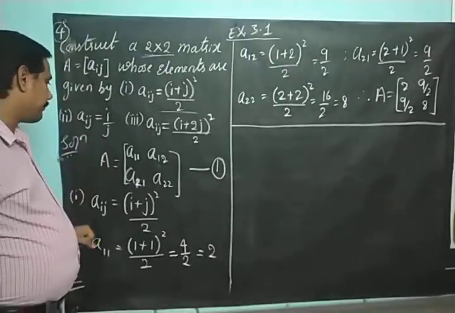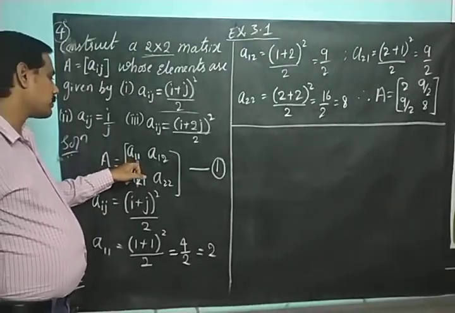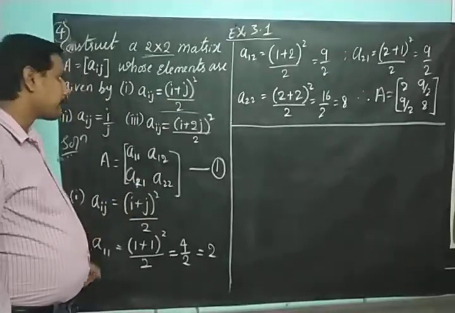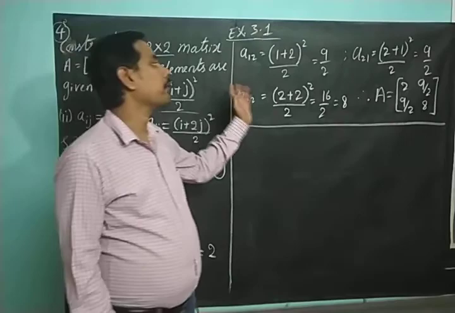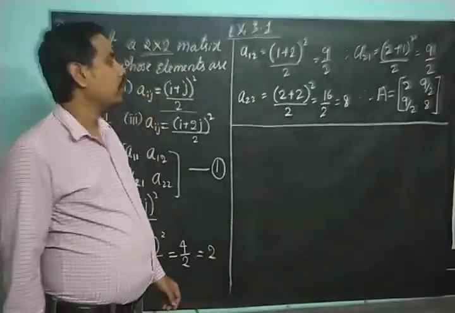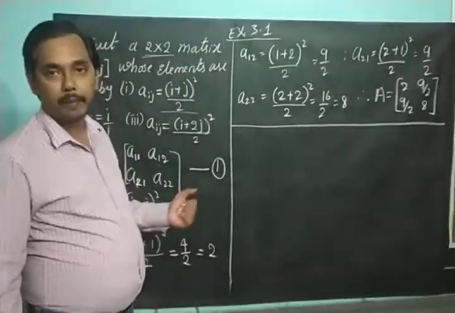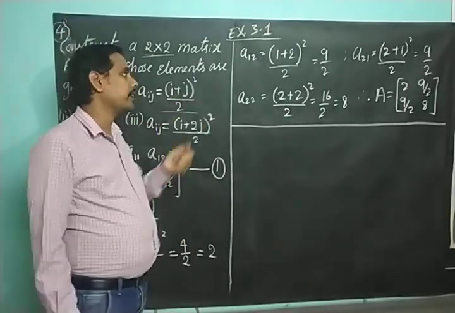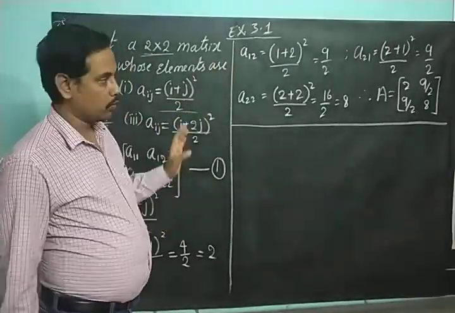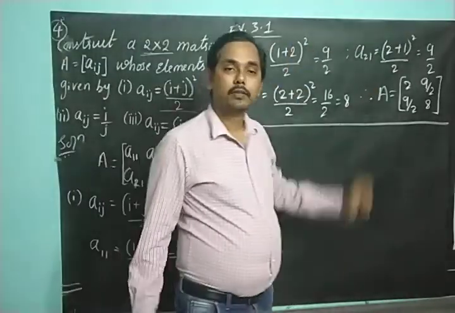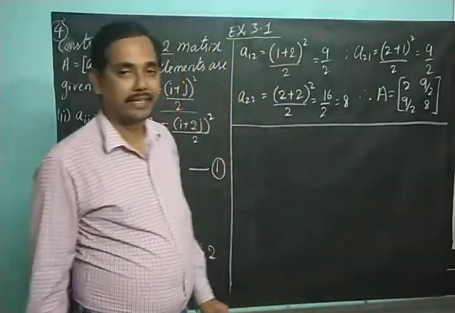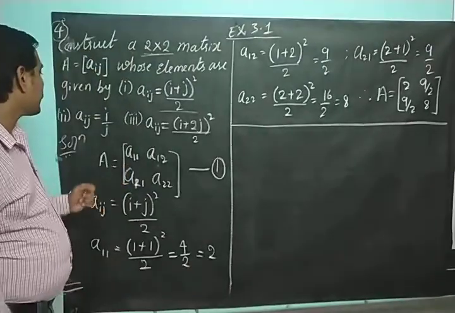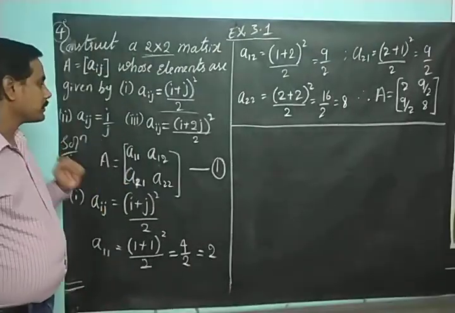So for A11, what are i and j here? i is 1, j is 1. Substitute in the given formula and calculate the value of A11. Similarly, for A12, A21, A22 and the remaining values in the matrix, i and j are to be substituted in the same formula to get the respective values. Once you get all the values, substitute them in the form of a matrix. Is that clear? This is how we need to solve it. Coming to the second one. What is the second one?